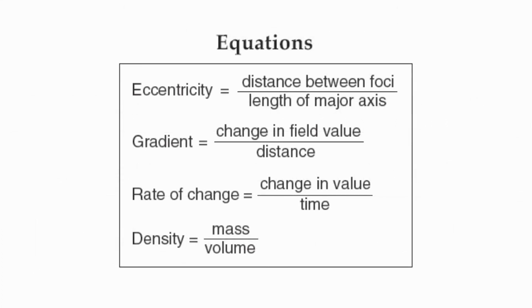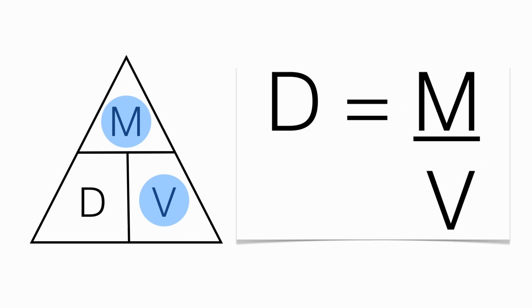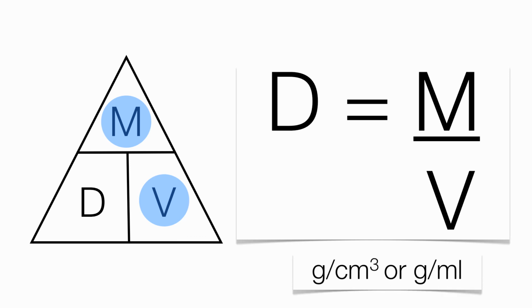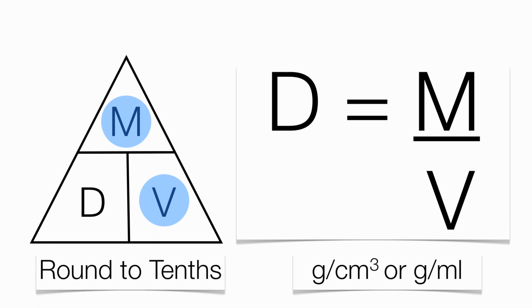The next one down, the last equation, is going to be density. And that's going to be density equals mass over volume. Now the great thing about your density is that if you set up your DMV formula in a triangle like this, you can actually manipulate it to get 3 specific variables that can be determined through the DMV formula here. So when you put density equals mass over volume, mass on top, volume on the bottom, this is your standard density formula. And your units here are going to be grams per cubic centimeter or grams per milliliter. In this one, all your calculations are going to round to the tenths with the exception of eccentricity.